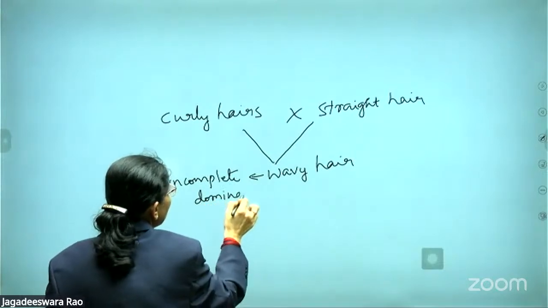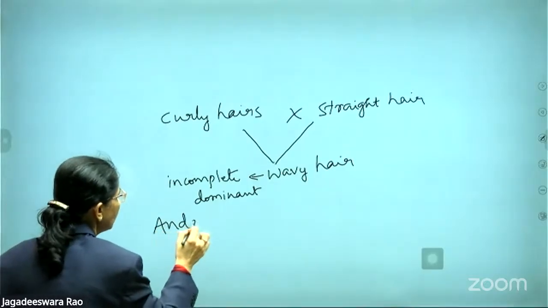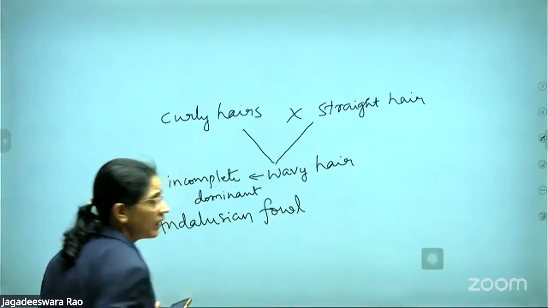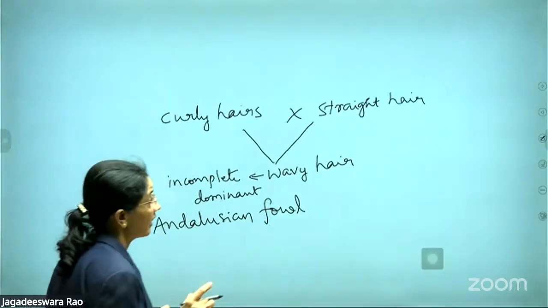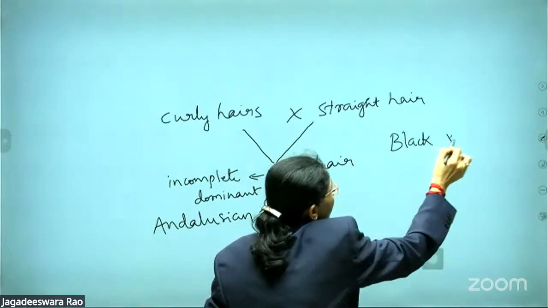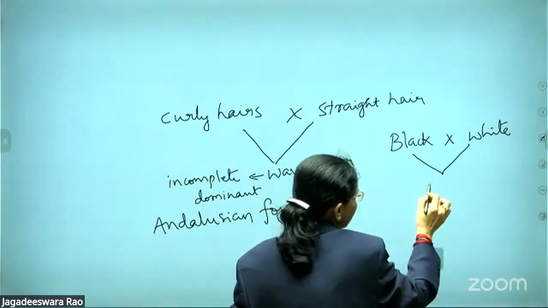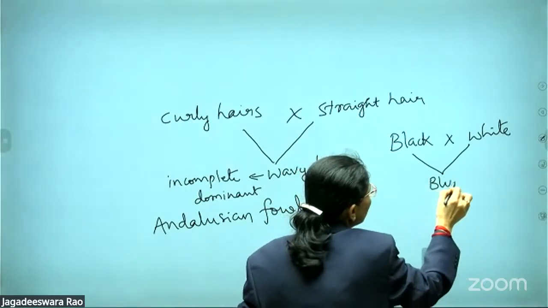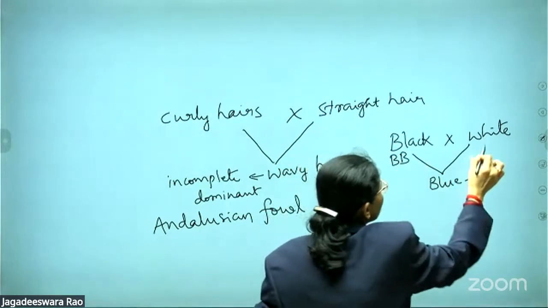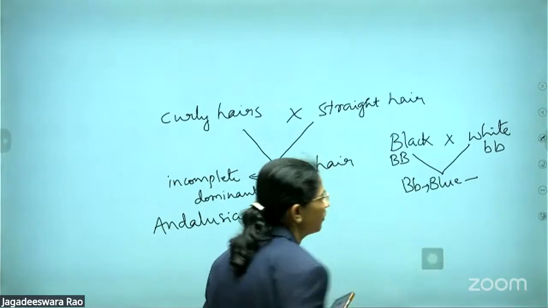Clear, children? And one more example in nature is shown by the Andalusian fowl. This is a bird. It comes in two colors. Its feathers are in two colors. One bird's feather is black in color. Another bird's feather is white in color. When we cross these two birds, we get a blue colored, blue feathered fowl. Let me write here capital B, small b, small b. Here we get capital B small b, the heterozygous condition.